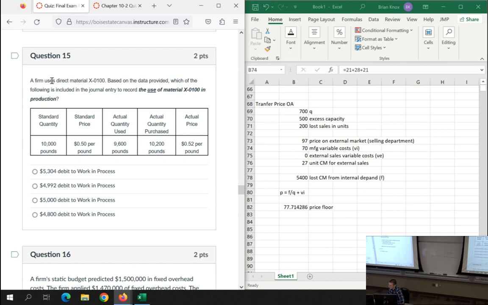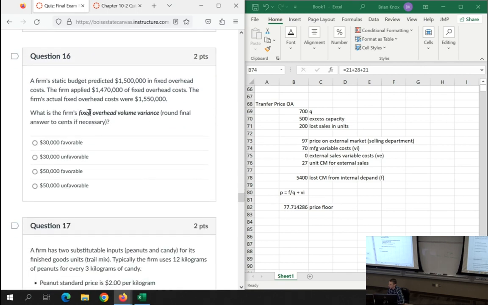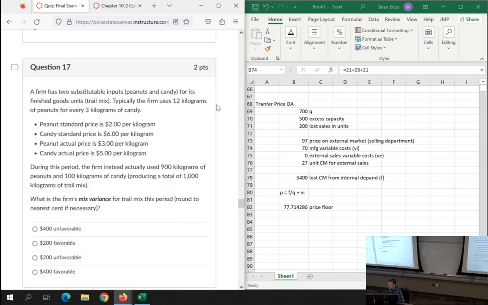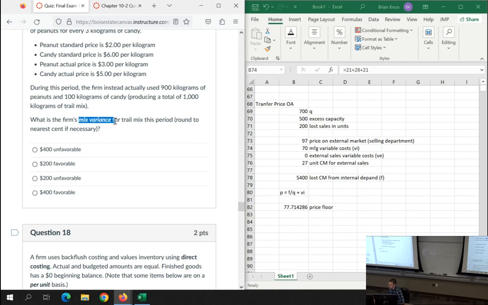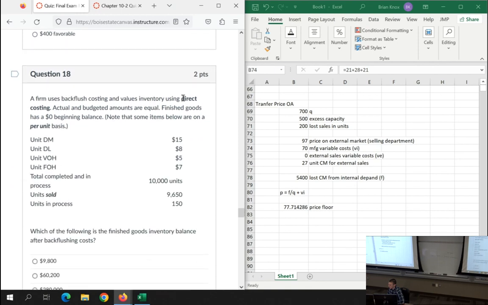Okay, we have 7-1, a direct material usage variance question, or standard costing question is the idea. A journal entry related one. We have a fixed overhead volume variance question, a mix variance question, catching back up to the present here.